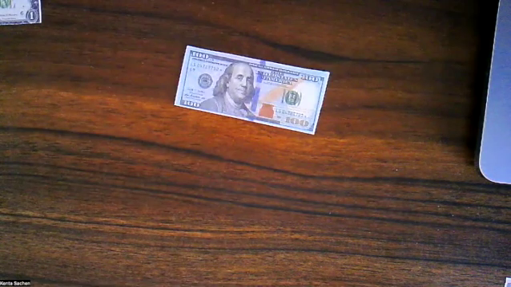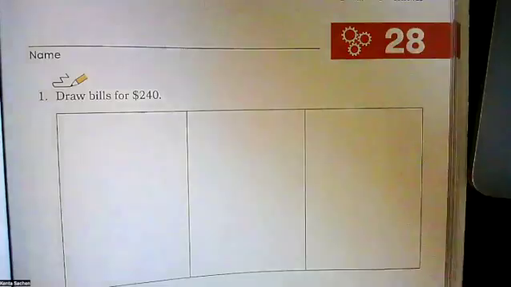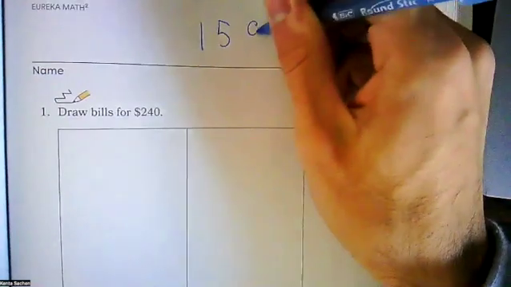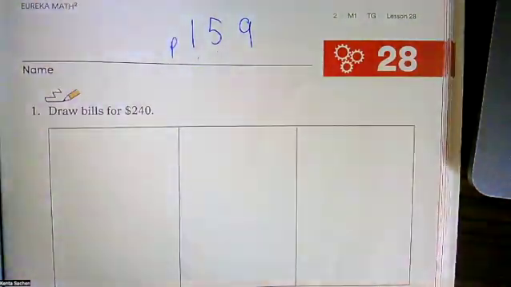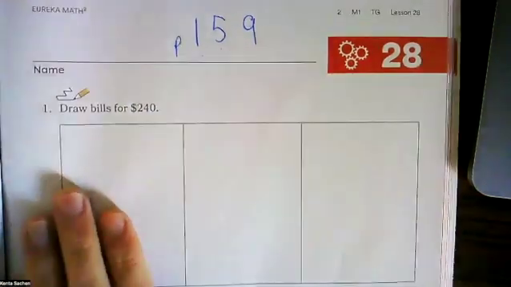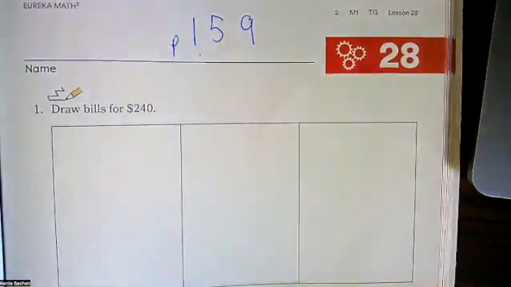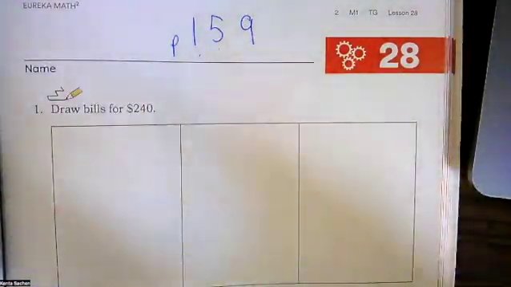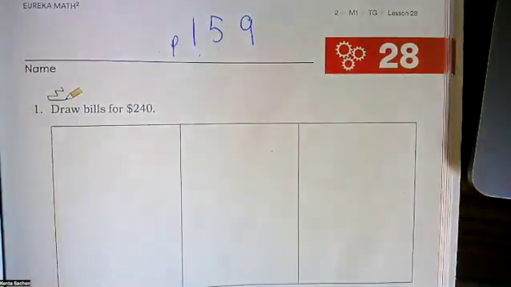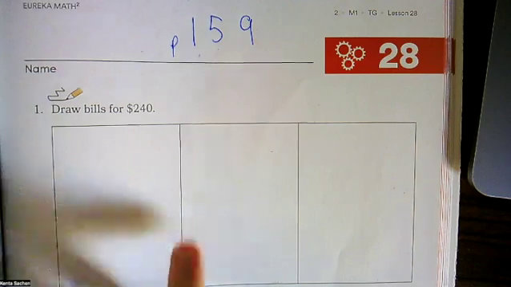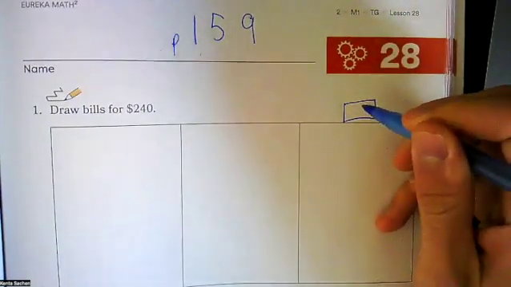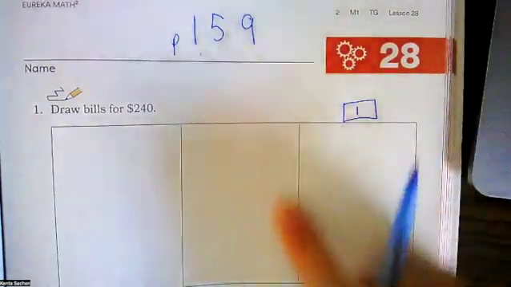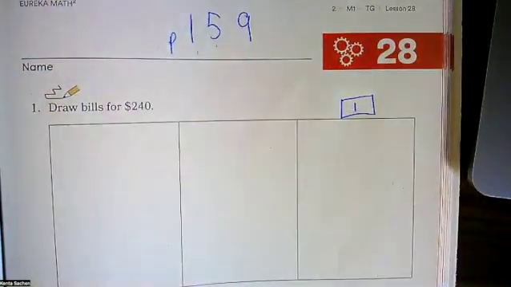Okay. Now let's turn to our workbooks. And we're going to be on page 159, 1 hundred, 5 tens, 9 ones, is our page that we're on. Okay, and today's lesson is about drawing bills, right? That means drawing our money to make amounts. For example, first one is making $240. We can start by counting out our $1 bills, right? Now, I want you to draw a rectangle with a 1 on it on top of this first rectangle, because that's going to represent our $1 bills.